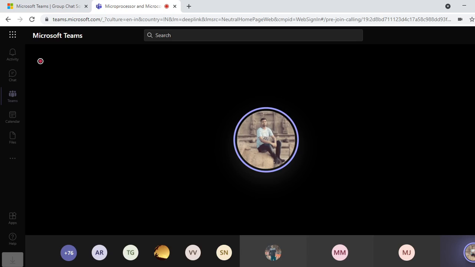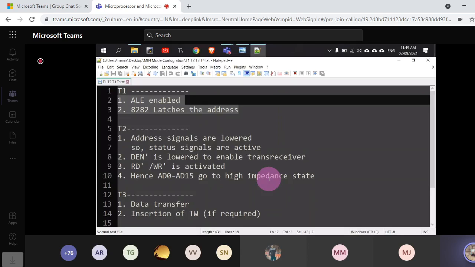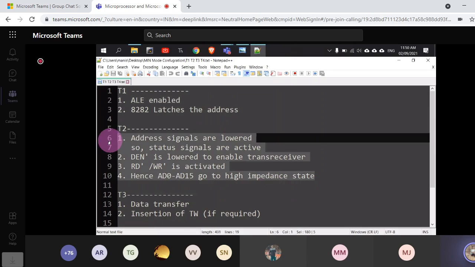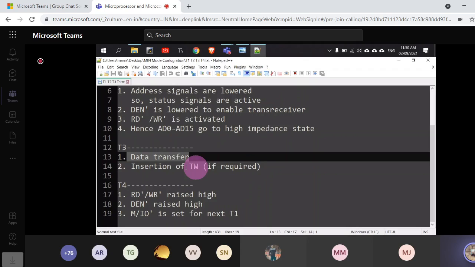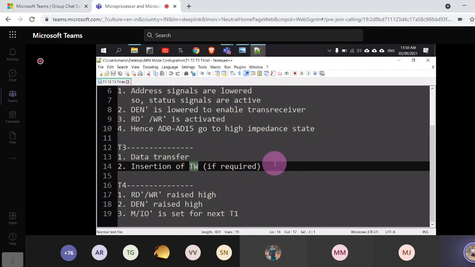So here in the T3 state, the actual data transfer will happen, and there will be insertion of additional wait states if required. In the T1 state, mostly addresses for external memory were dealt with. In the T2 state, you have activated the read or write signals so that the appropriate data can be read or written. And in the T3 state, the data transfer will actually happen, and there will be some additional wait states, which are called TW states. They will be inserted if required.